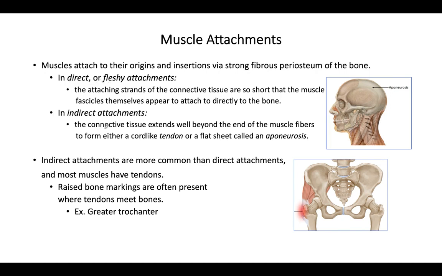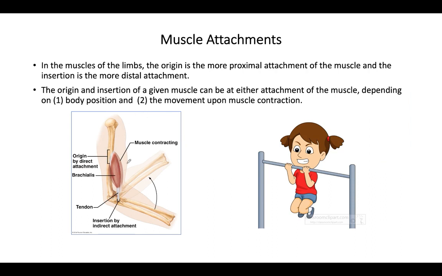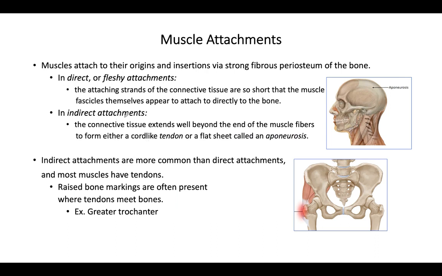Indirect attachment is when connective tissue extends beyond the end of the muscle fiber to form either a cord-like tendon or a flat sheet called aponeurosis. So a tendon is connective tissue. A tendon connects muscle to the bone. And like this is a tendon. It's cord-like. Therefore, this tendon connects muscle to the bone. We call this indirect attachment. So a tendon is an example of indirect attachment.